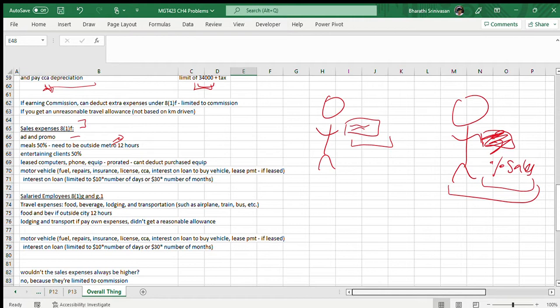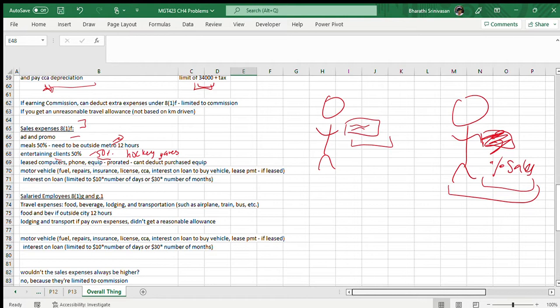Next is if you're entertaining clients. So for example, you take a client out to eat. In that case, it's also 50%. If you take them to a hockey game, for example, I think that's also considered part of entertaining clients, as long as it's with a client, so that's also 50%. Another thing that you can write off under sales expenses are leased computers, phone, and equipment.